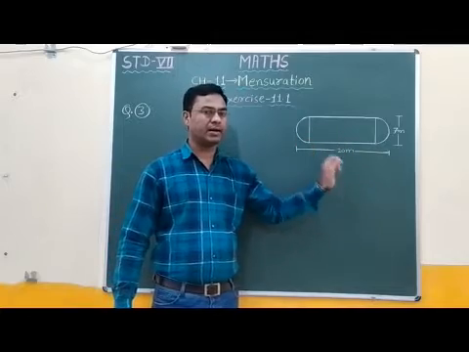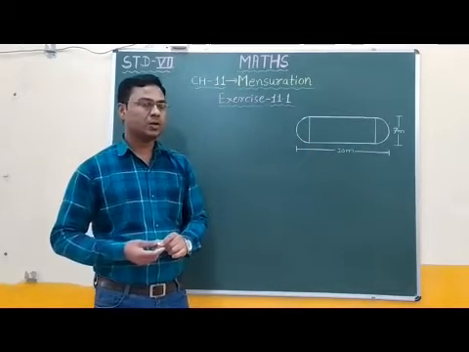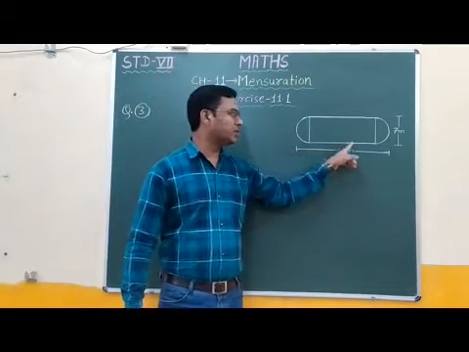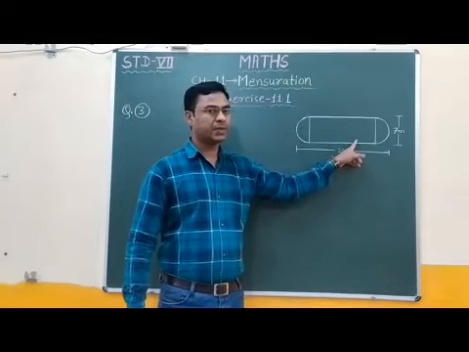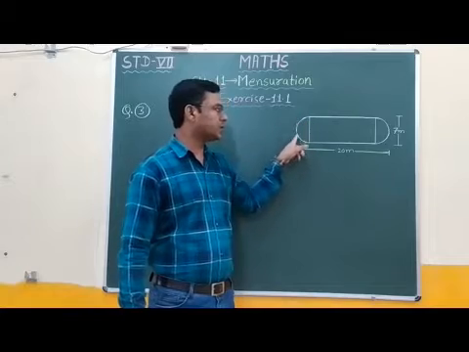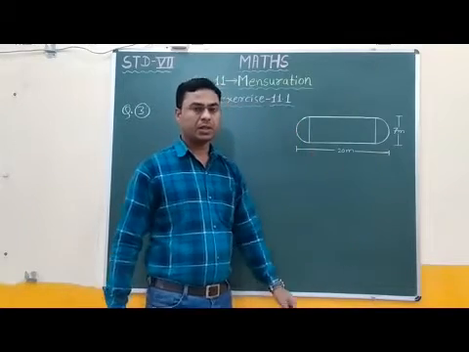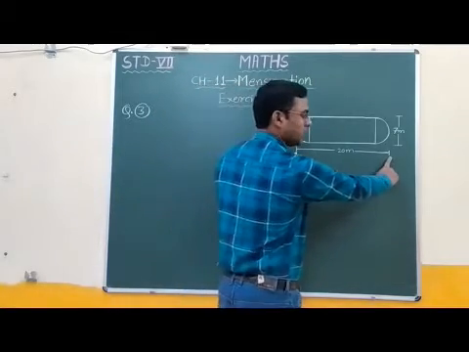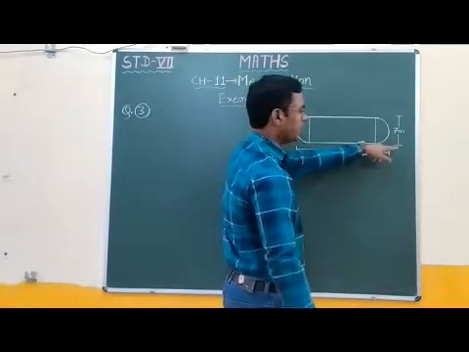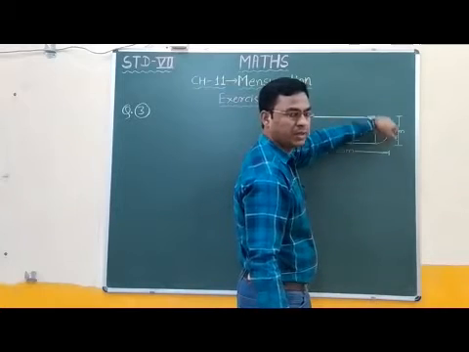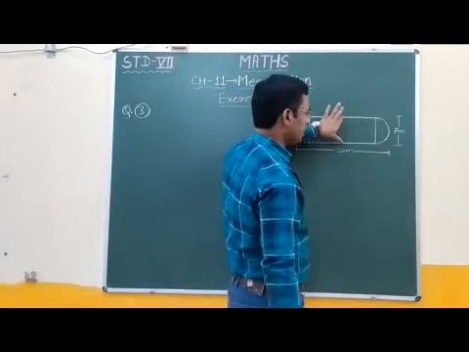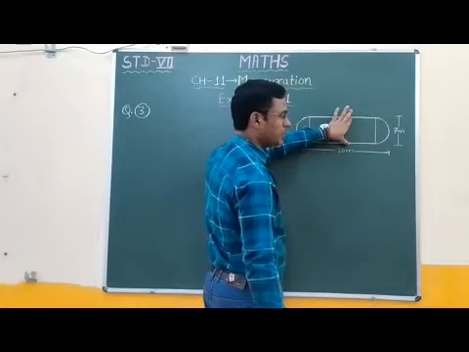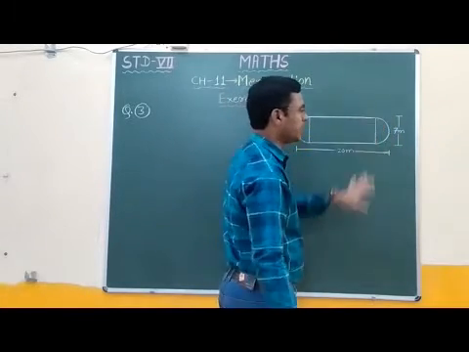Now students, to solve this question, first of all we have to find out the length of this rectangular part and the radius of this semicircular part. If you observe here, this total distance is 20 and this is the width of this garden, 7 meter. Therefore the width of this rectangular part is 7 meter.